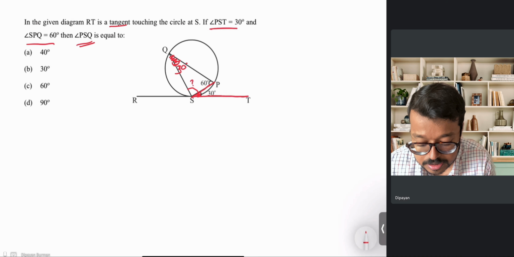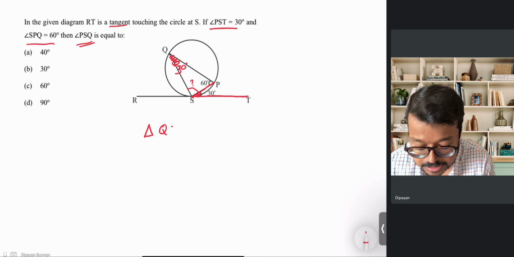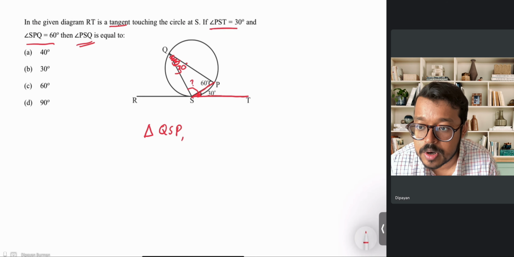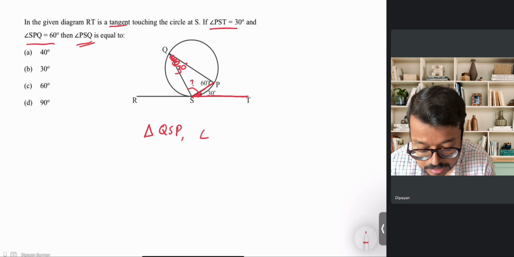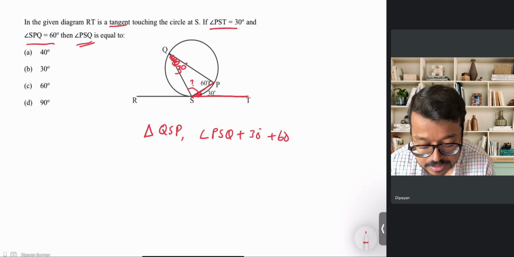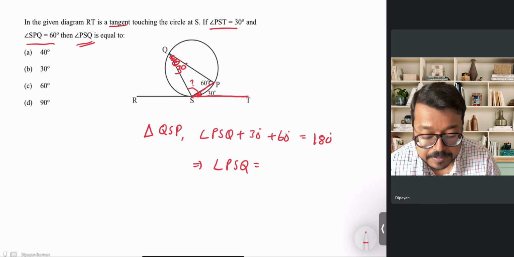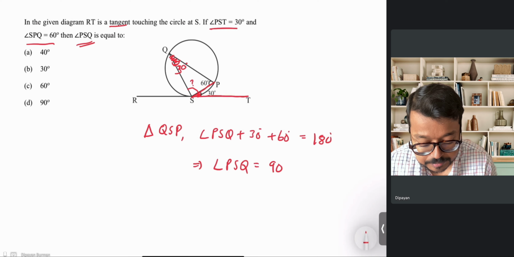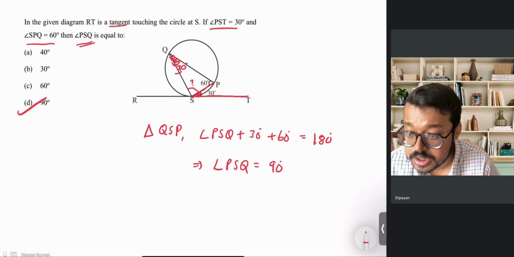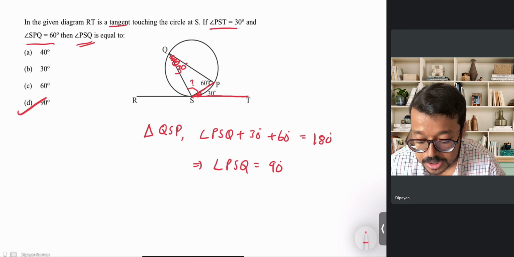Then if I look at my triangle QSP, I can use angle sum property and say that angle PSQ plus the remaining two angles, which are 30 degree plus 60 degree, this will be 180 degree. So I will find that angle PSQ must be 90 degrees. So which is option D. Moving ahead.